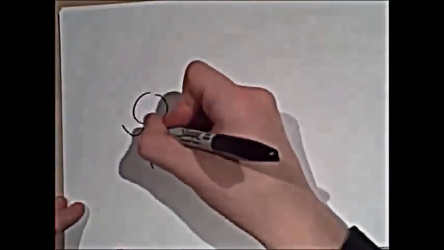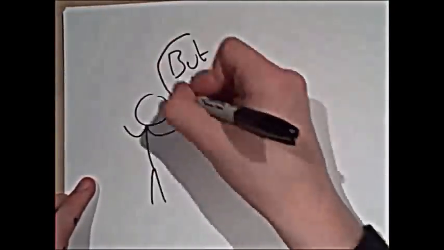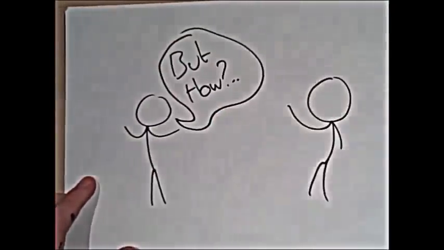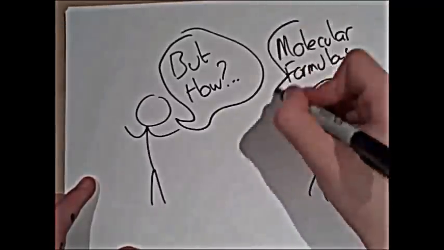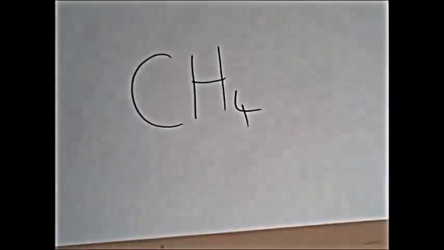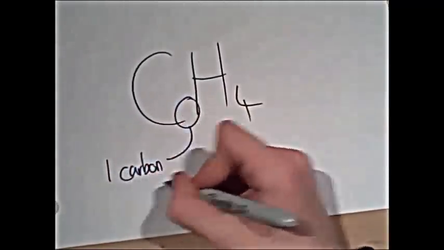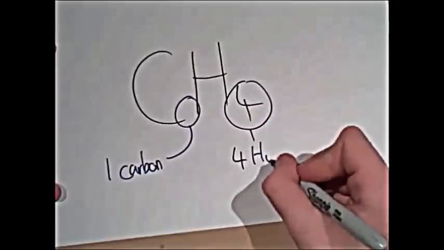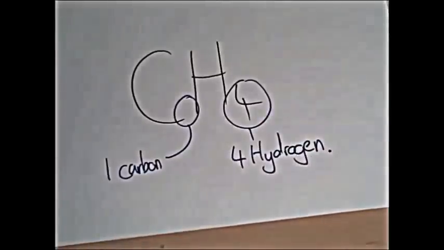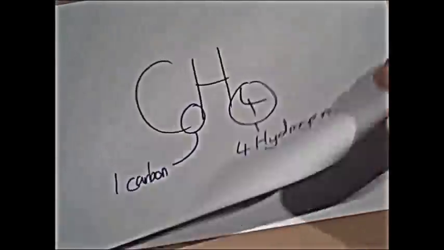But how can we tell which atoms are in which molecules or compounds? Well, molecular formulas tell you what the molecule is made up of. For example, methane, with its CH4, contains 1 carbon and 4 hydrogens. If there is a letter without a small number after it, it means there's only one of them, whereas if a letter has a number after it, such as 4, there are 4 of them.